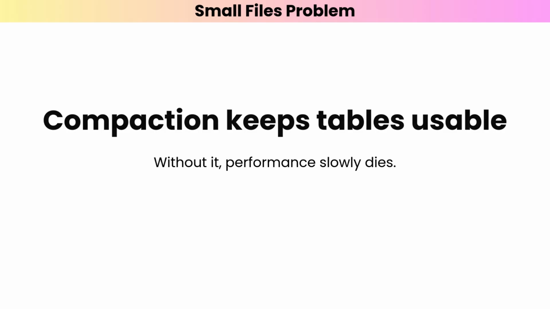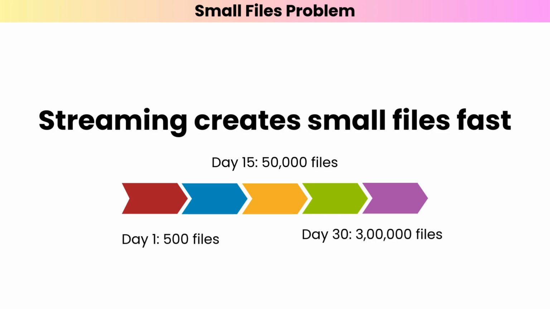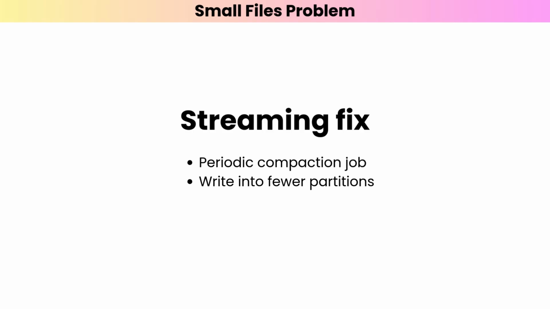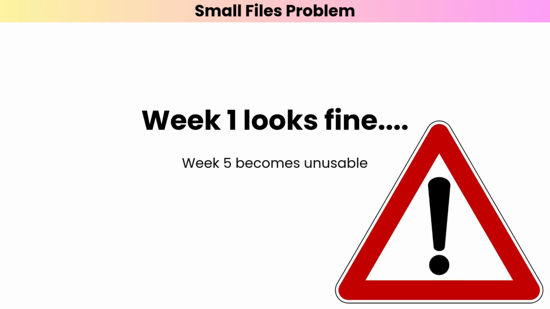Now we get into the streaming case. Streaming is where small files are born. Because every micro batch writes its own chunk, you need a strategy. 2 clean options: a periodic compaction job, like every hour or day, or write into fewer partitions, then compact. If you don't do this, the tables look fine in week 1 and become unusable in week 5.